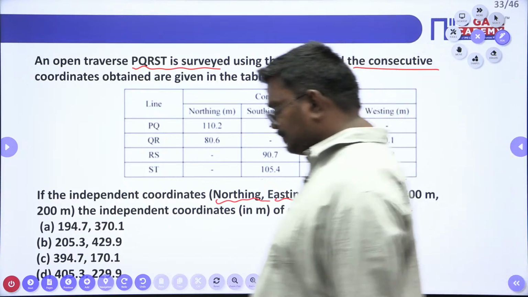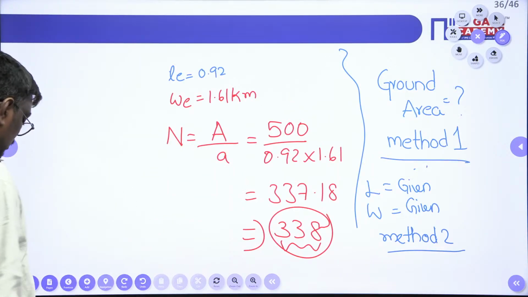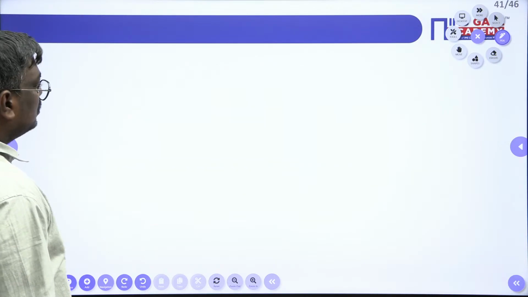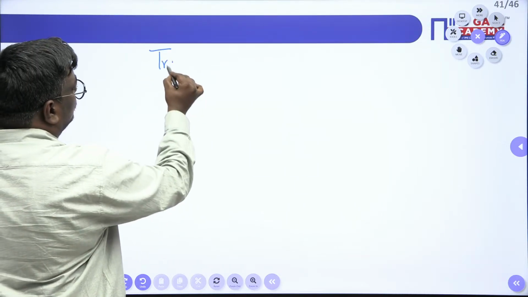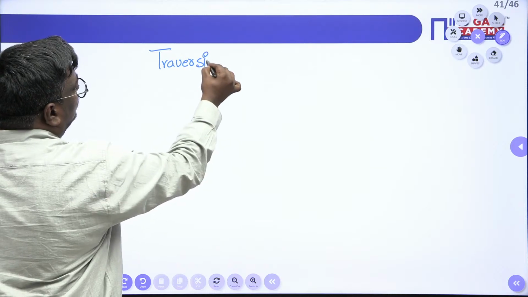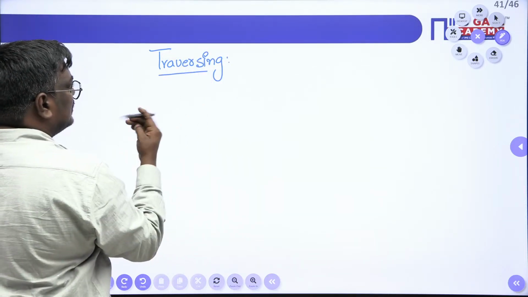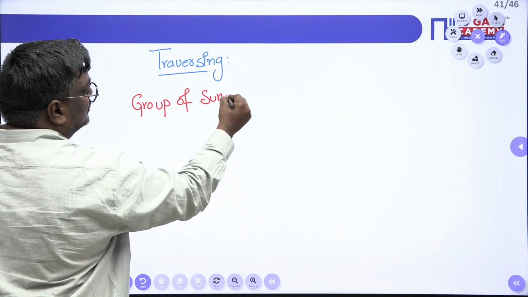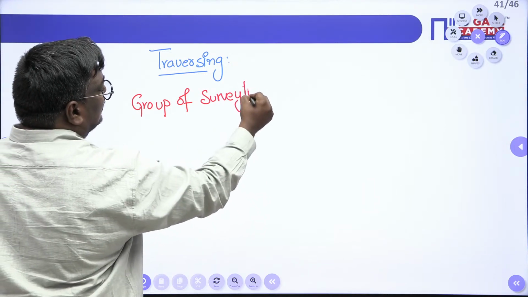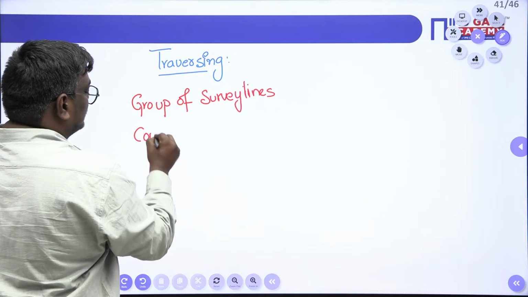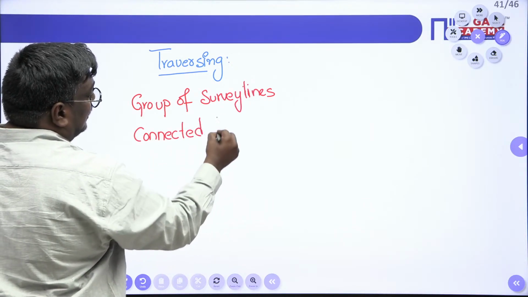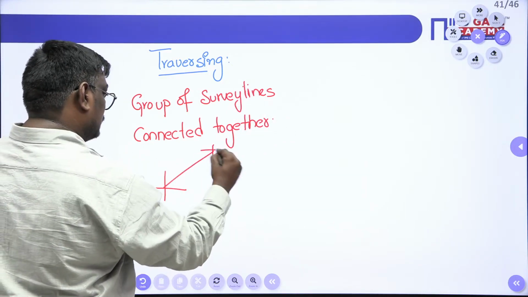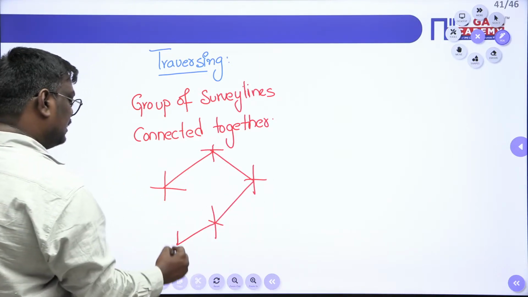Remember, my dear students, we have a concept called traversing. What is the concept of traversing here? A group of survey lines connected together is nothing but a traverse. I am just giving some insight for that problem.